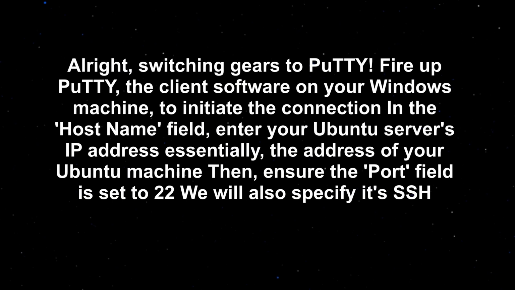Alright, switching gears to PuTTY. Fire up PuTTY, the client software on your Windows machine. To initiate the connection, in the host name field, enter your Ubuntu server's IP address, essentially the address of your Ubuntu machine. Then, ensure the port field is set to 22. We will also specify the connection type is SSH.